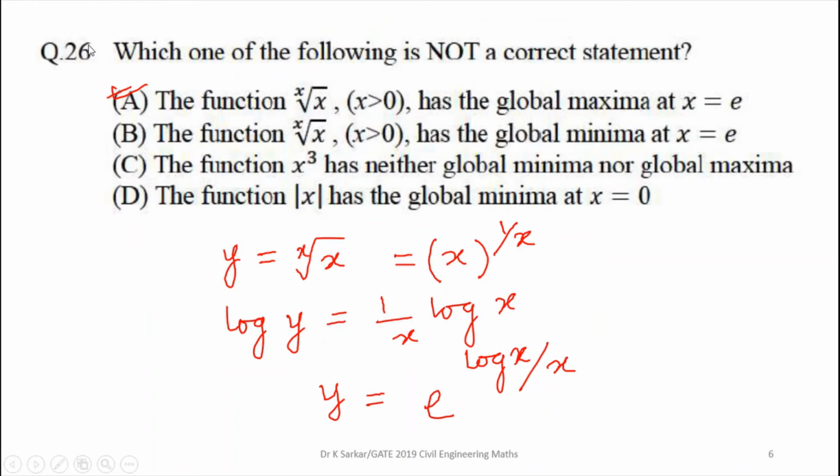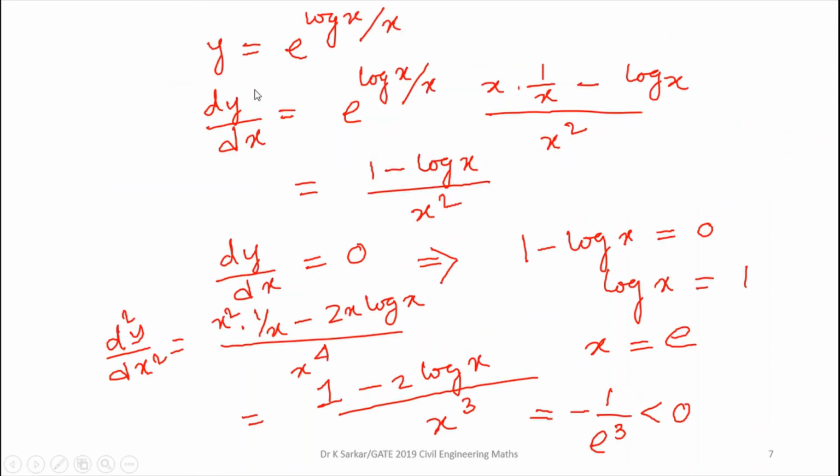Question number 26. There are functions. We have to find the global minima, maxima. Let us take the first function and let us find dy dx. Making dy dx 0, we are getting x equals to e. And let us find d2y dx2. And putting x equals to e, we are getting d2y dx2 as negative. Therefore, at x equals to e, the function has global maxima.